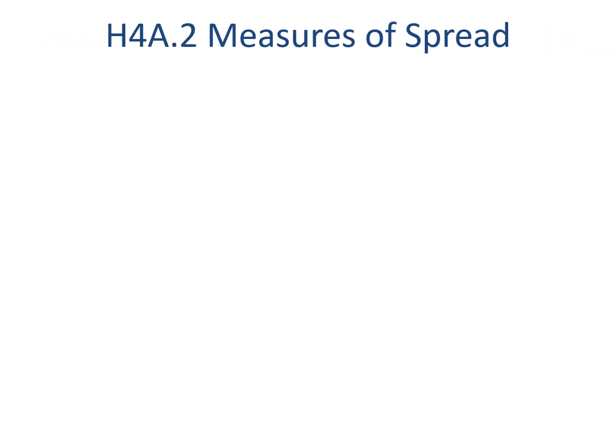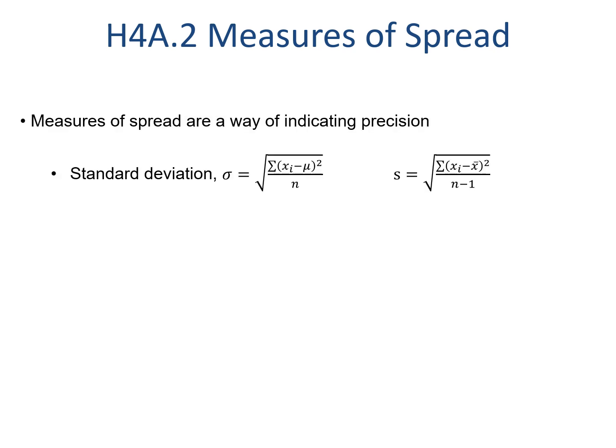We also need to indicate the precision of our data, which we do with measures of spread. I've already told you that standard deviation is often our standard metric of precision. Standard deviation is calculated in two ways, depending, again, on if you're measuring an entire population, so you have all the data, or if you're only sampling it. Again, we're usually sampling it, and so we'll use the S, the second of these values. If you are measuring the entire population, we use the sigma calculation on the left.